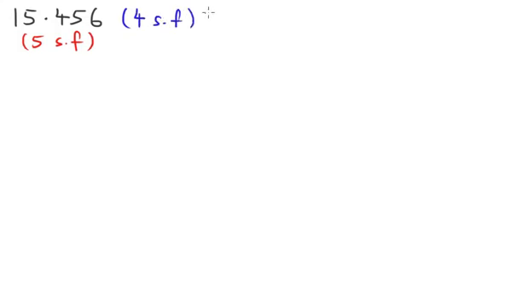So if we have 15.456, this one we have 5 significant figures, and we want to round it off to 4 significant figures. The key thing, a very simple step, is that if you want 4 significant figures, let's write down the first 3 significant figures first, which is 15.4, and we will do the rounding for the last 2.